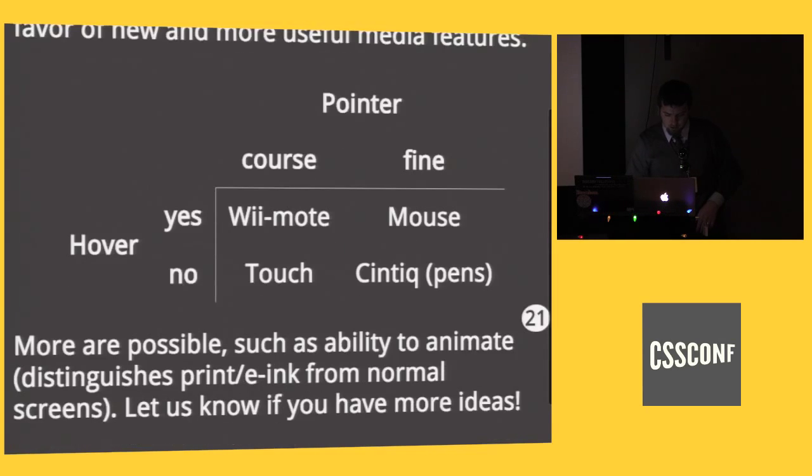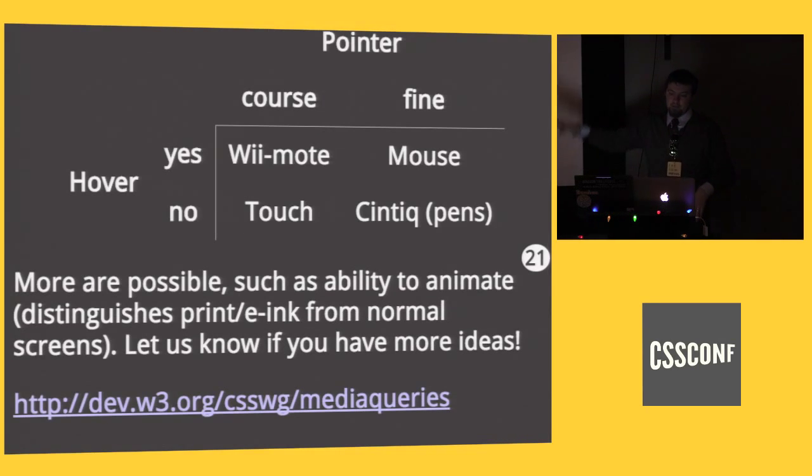There are a bunch more in the spec. For example, looking for the ability to animate. You can tell if you're being viewed on an e-ink device that can't animate very well. It can change values, but it can't do constant gradations because it takes too long to update the screen, so you might scale down or drop your animations in that case. There's a bunch more in there.